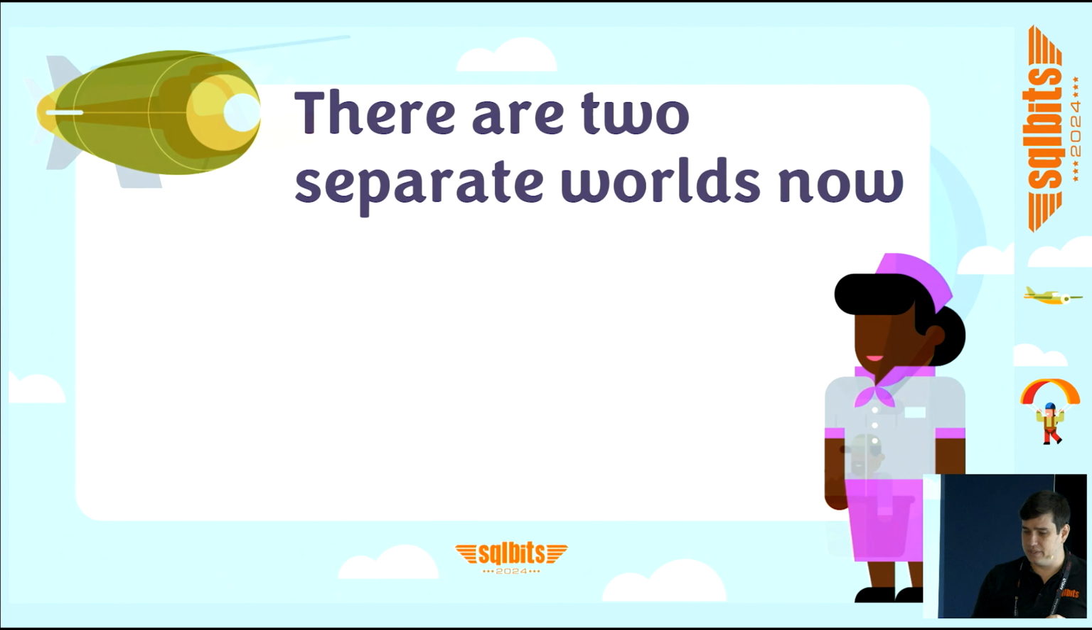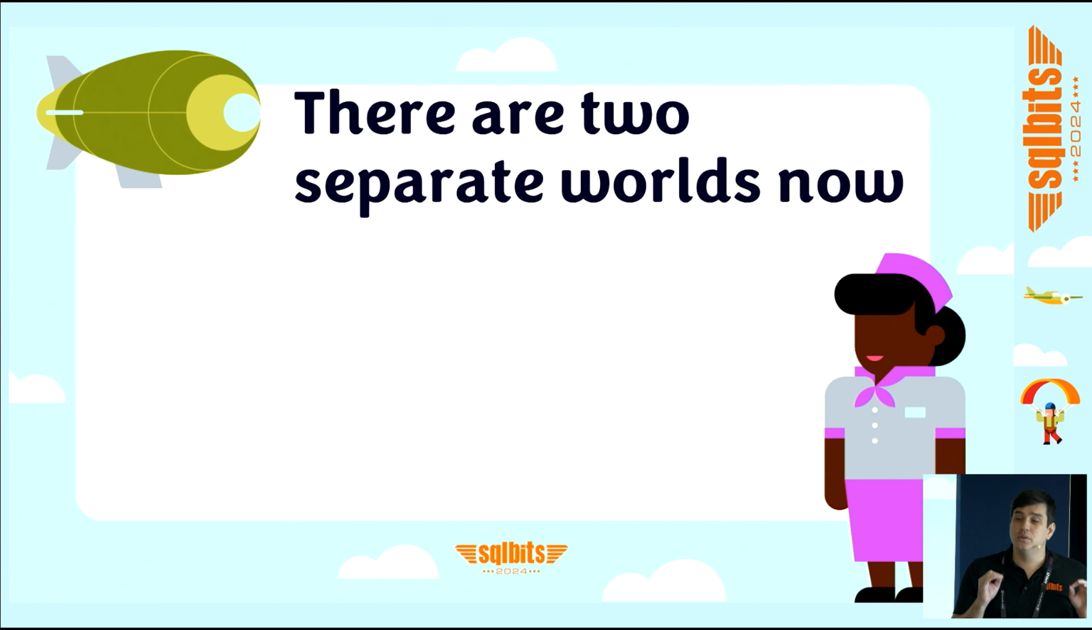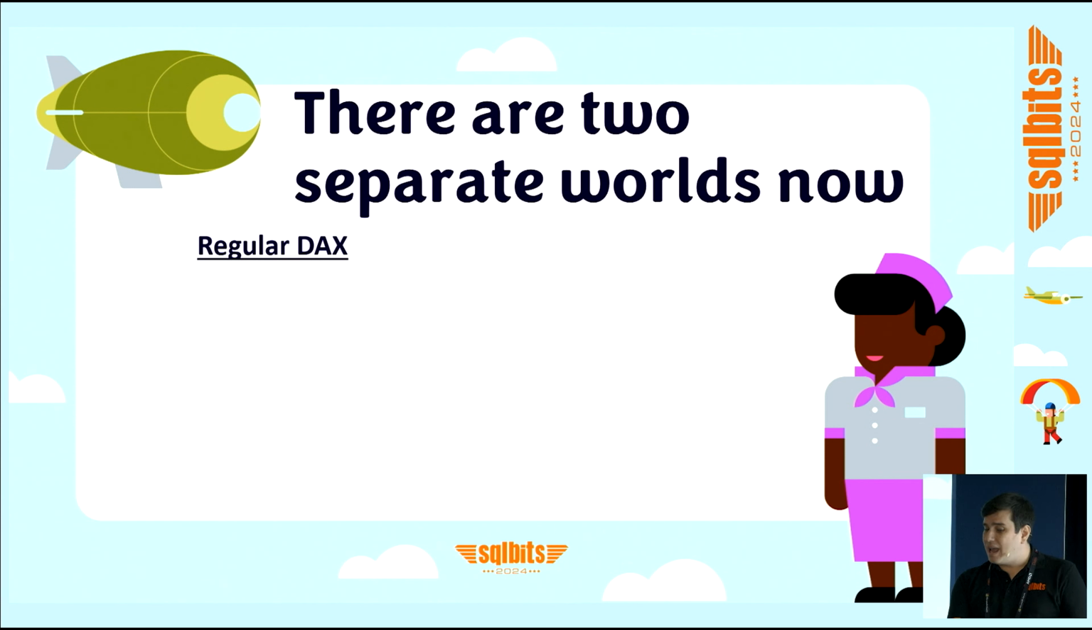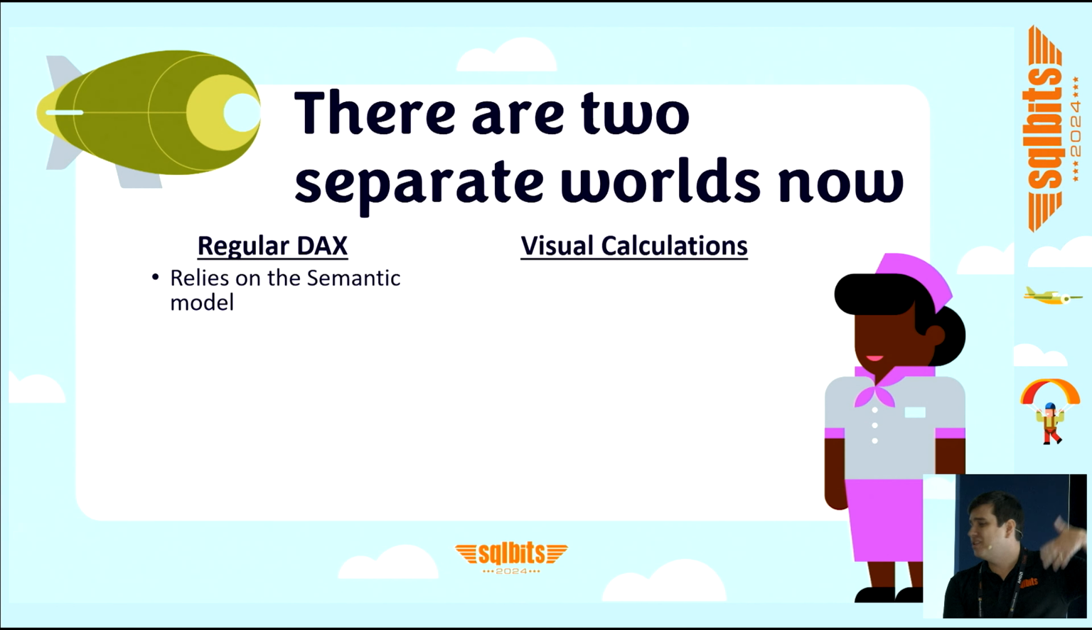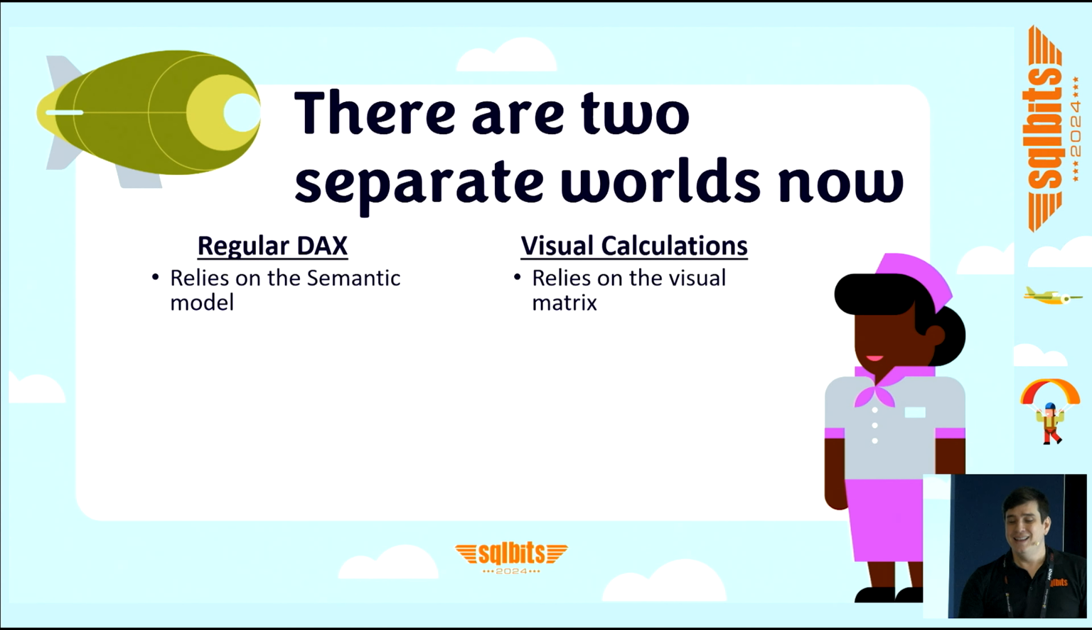That's just different. There are two separate worlds now. There's the regular DAX and the visual calculations. The regular DAX relies on the data model or the semantic model, and the visual calculations rely on the visual matrix. What you see is what you get there.